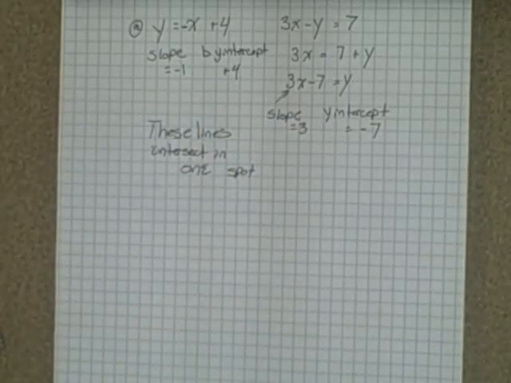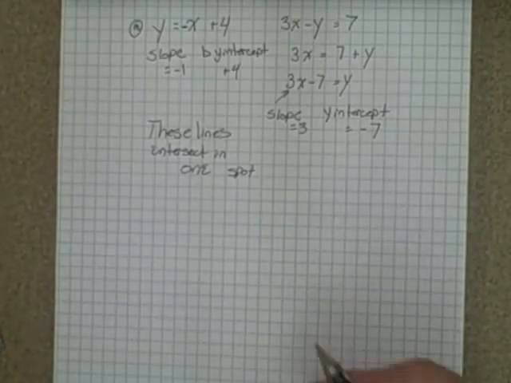Okay, so recalling what we knew from before in terms of our notes at the very beginning, if the lines are intersecting at one spot, we have consistent independent lines.